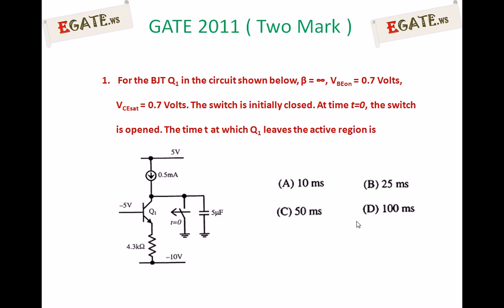For the BJT circuit shown, beta value is infinite, VBE on is equal to 0.7 volts, VCE saturation is 0.7 volts, and the switch is initially closed. At time t equal to 0, the switch is opened. The time t at which Q1 leaves the active region is A 10 milliseconds, B 25 milliseconds, C 50 milliseconds, D 100 milliseconds.